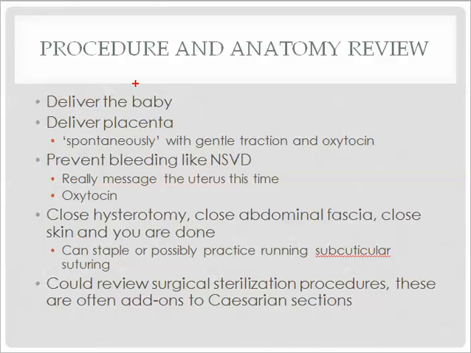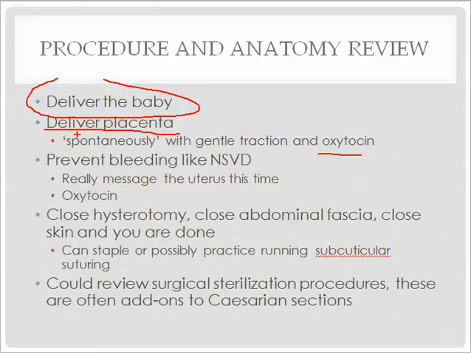Okay, so we've talked about that. The next step is delivery. Once that's done, then you do the placenta. That's the third stage of labor, and you do this spontaneously by putting gentle traction on the cord. You're massaging the uterus to help prevent bleeding, and you're giving oxytocin to help prevent bleeding.